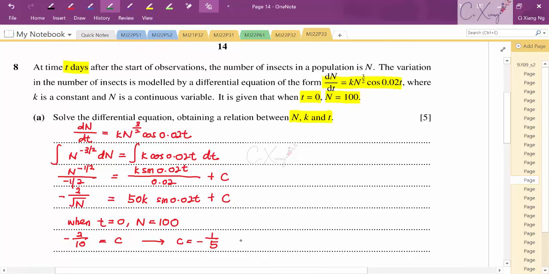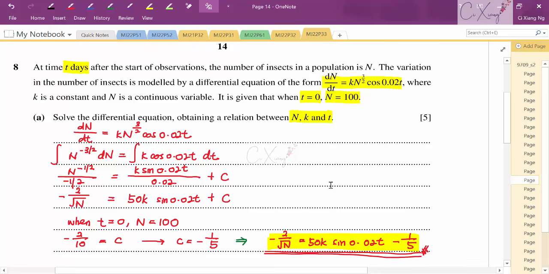Alright, therefore, to write out the correct final answer one more time, my final answer should look something like this. Negative 2 over square root n equals to 50k, then sine 0.02t minus 1 over 5. Okay, so for this question, you can stop here because my answer now has a variable n, constant k, and also the variable t. Alright, so this is actually an equation that shows us the relation between n, k, and t. So this is what we have for part A.